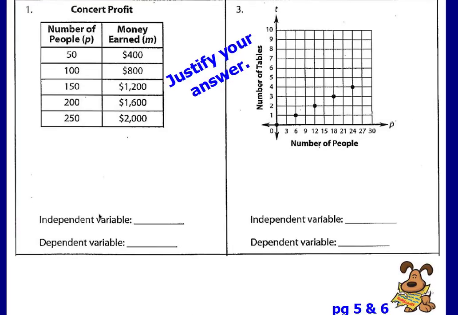So let's look at your homework for tonight. Homework is page 5 and 6. So on page 5, we're going to look at number 1 and number 3. Okay, number 1 is the table. We need to identify the independent and the dependent variable, and we have to justify the answer.